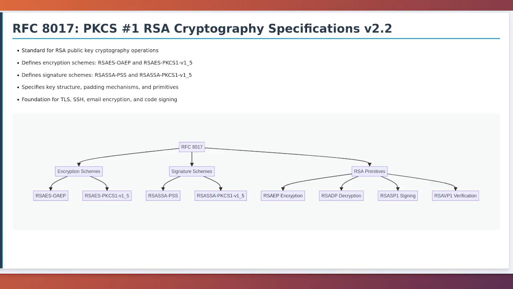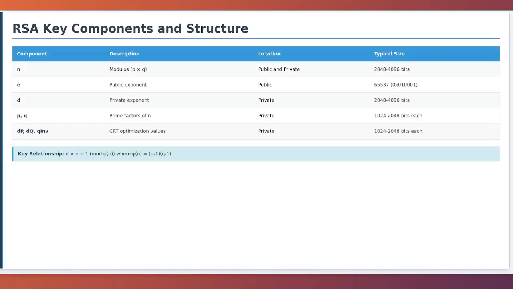Understanding RFC 8017 is crucial because it forms the mathematical and cryptographic foundation for secure communications across the Internet. Every time you connect to a website with HTTPS, authenticate to a server with SSH, or verify a software update, there is a good chance RSA cryptography based on this specification is protecting you. The RFC provides not just the algorithms but also guidance on security considerations, key sizes, and proper implementation practices that prevent common cryptographic mistakes.